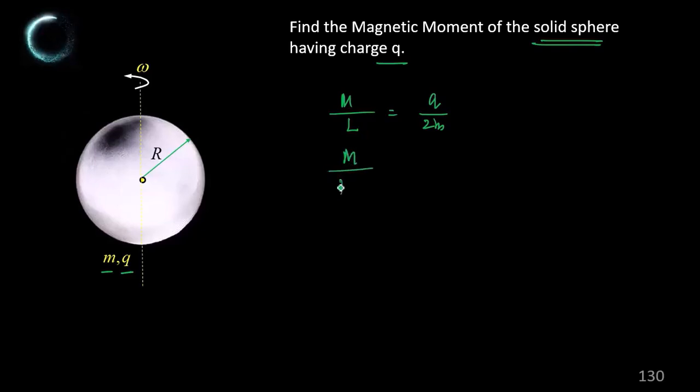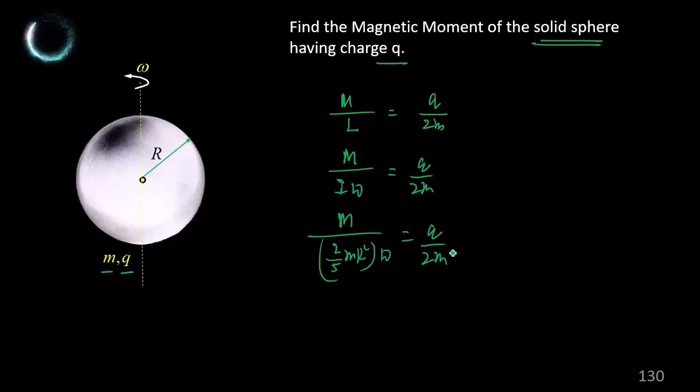What is L? L is I into omega, and that is equal to Q by 2M. What is I? 2 by 5 M r square for a solid sphere. So M divided by 2 by 5 M into R square into omega is equal to Q by 2M. From that I can calculate the value of capital M. This will be Q by 2M into 2 by 5 M R square into omega. That's all.